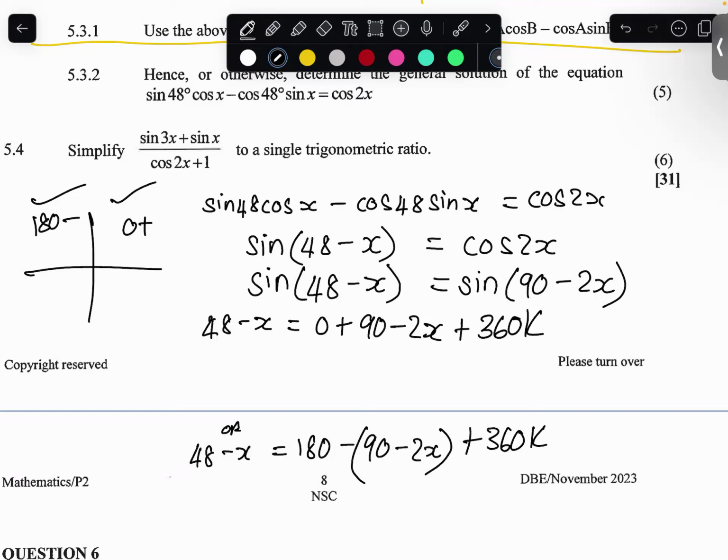And now you're just going to simplify this. So this is going to give you minus x plus 2x on that other side gives you an x. And this is 90 minus 48 gives you 42 plus 360k. That's the first one.